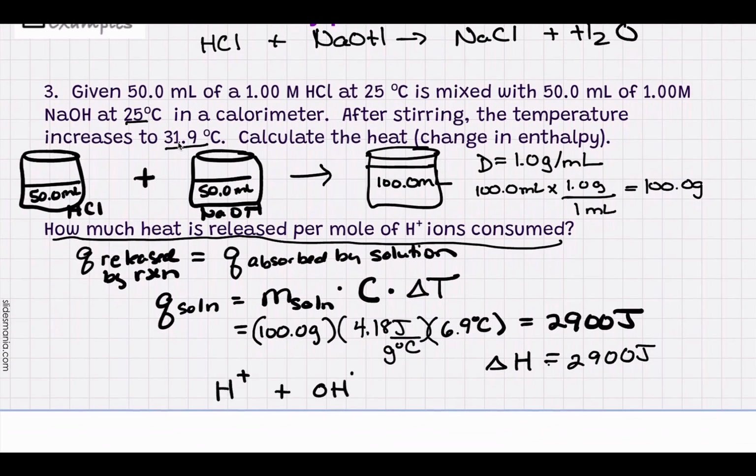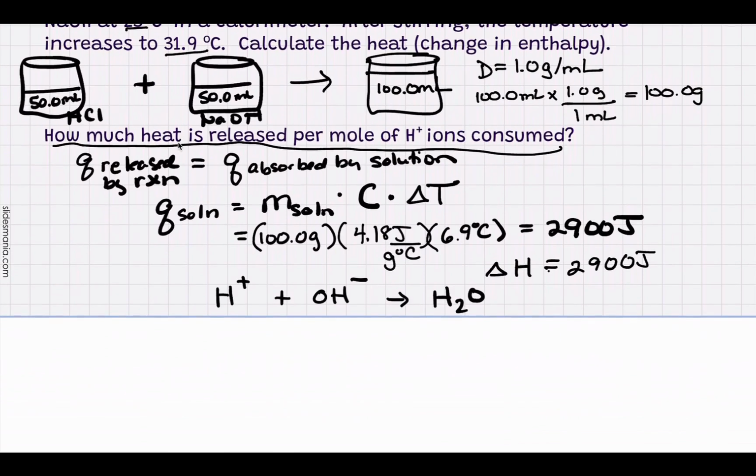So the spectators, the sodium and the chloride, are just spectating, and then it's really just the hydrogen ions and the hydroxide ions that are forming the water. And I want to know how much energy or heat is released per mole of hydrogen ions.